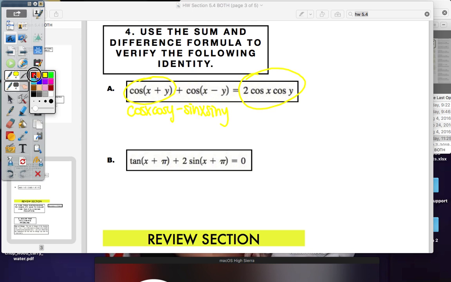All right, let's look at this next one here. Cosine of x minus y. Help me out. What would I do with that one? How would I simplify that one?